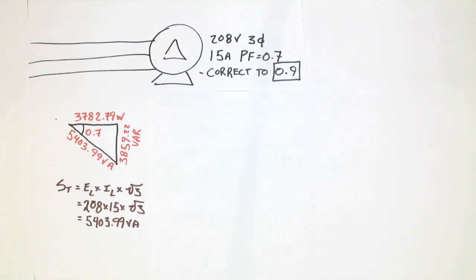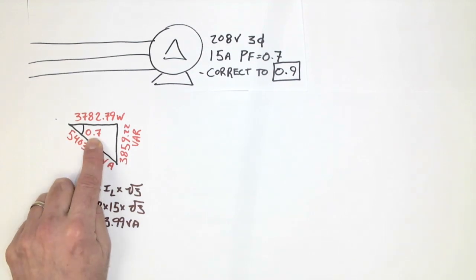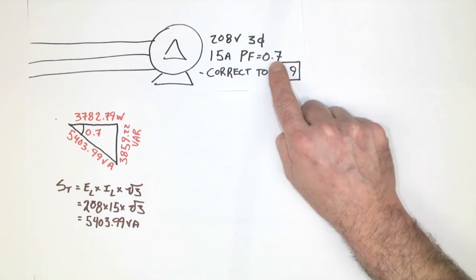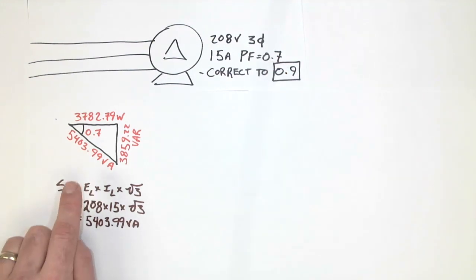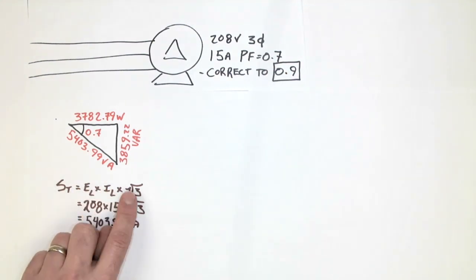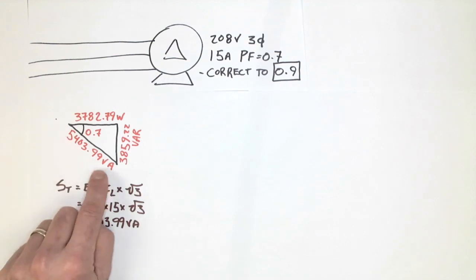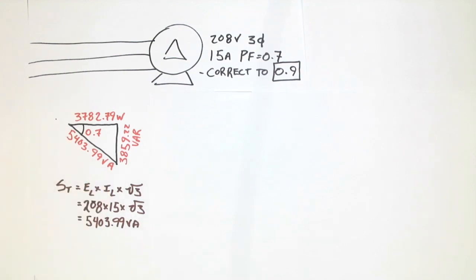Now, I filled out the entire power triangle, but what I started with was the 0.7 because I know it is a 0.7 power factor motor. I then took my E line, I line, root 3, and got my VA. As soon as I had my VA, I placed it on the hypotenuse of my triangle, at which point it is then up to me which methods I then choose to determine the watts and the VARs of the triangle.